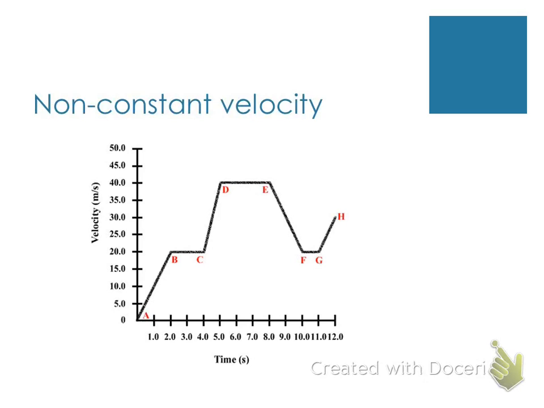Okay, this is still a velocity versus time graph, but we don't have constant velocity. So let's talk about what's happening here. Our velocity starts at 0 meters per second. From point A to B, what's happening? Yeah, you're accelerating. You're getting faster. You're increasing in speed. We're going from 0 meters per second to 20 meters per second in that two-second time frame. Okay? So we are speeding up right here. What about from B to C? What's happening?